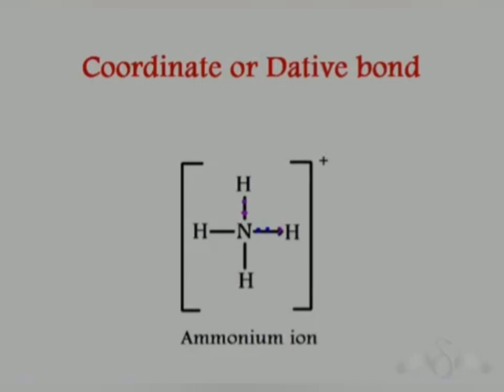So the difference between the covalent and the coordinate bond is that in a covalent bond, the electrons are provided by both the atoms. In the coordinate bond, the electrons are provided by only one atom and shared by both atoms. So this type of compound has a coordinate bond. This is NH4 plus, that is the ammonium ion.